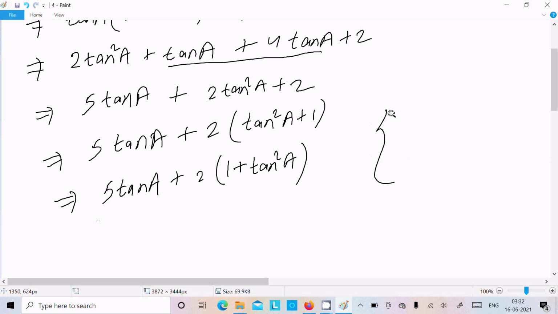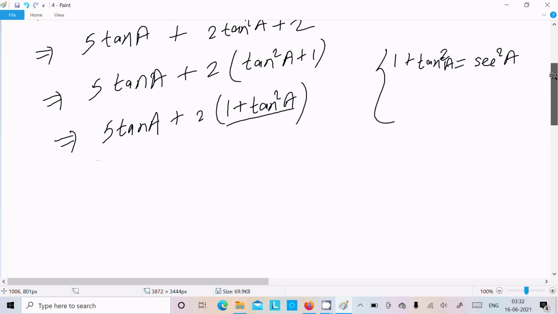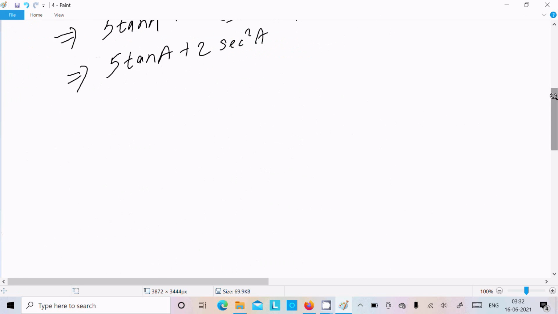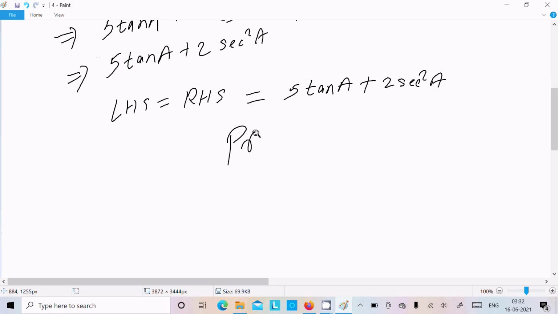So we have the formula 1 plus tan²A equal to sec²A. So 1 plus tan²A we can write as sec²A. So write here 5 tanA plus 2 into 1 plus tan²A, that is sec²A. So here it's equal to this one. Now we can write LHS equal to RHS equal to 5 tanA plus 2 sec²A. It's proved.